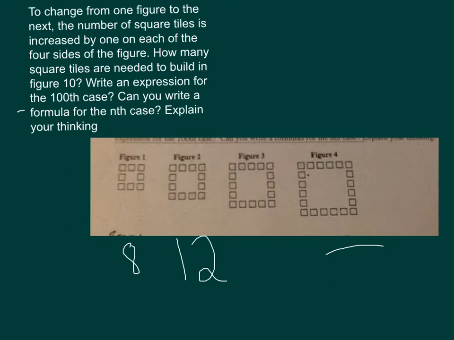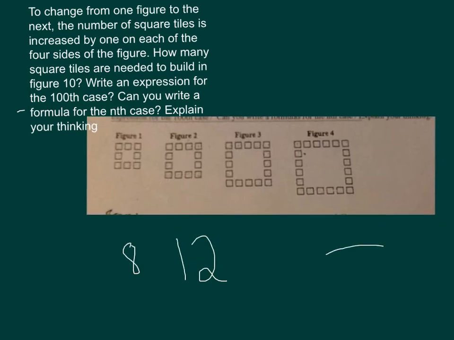Let's look at figure 3 now. So now they have 3 in the middle on the top, 3 in the middle on the right, 3 in the middle on the bottom, 3 in the middle on the left. You see the pattern growing? The pattern would be that there are now 16 square tiles in figure 3. So if we follow this pattern, we would guess that there are 20 in figure 4, right? Because we keep adding 4 to our total.